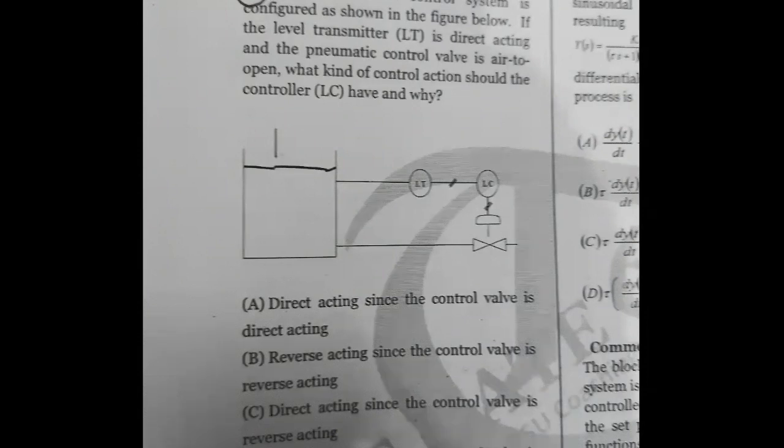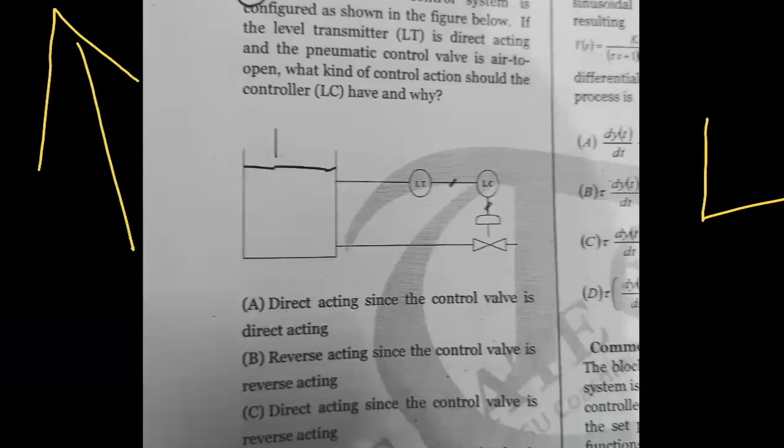Whenever you want to analyze this, always take this case: whatever your control variable is, let it be increasing. So if your level is increasing, what should be the valve position? The valve should be opening more. You should open the valve more. If it is an air to open valve, your air pressure should be increased. Then only will we be able to make more water flow.